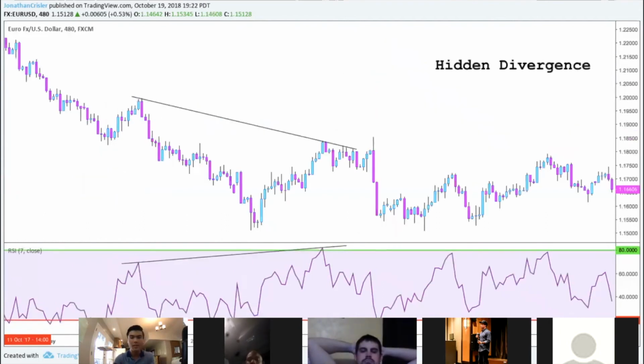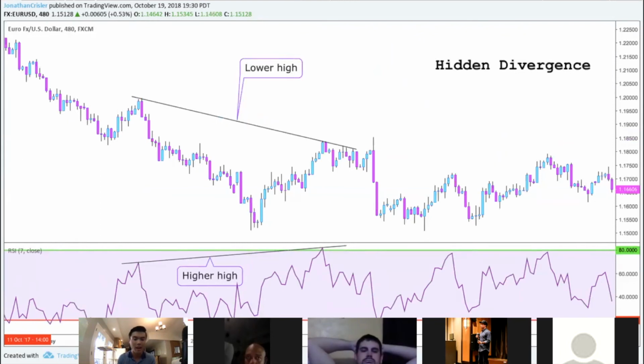Here's another example of hidden divergence. We can see a lower high forming, and here we see a higher high forming. Again, the exact same thing as regular divergence, it's just flip-flopped. Instead of having the lower low and the higher low, we're just having a lower high and a higher high. And again, this one's telling us that we have one more opportunity to sell. Since this is a downtrend and we see the hidden divergence, we just have one more opportunity to take a sell position before we enter a buy position at the reversal.